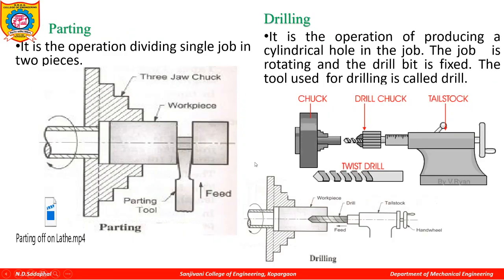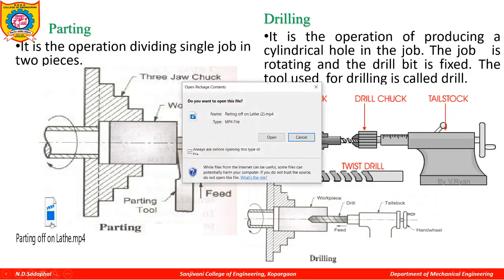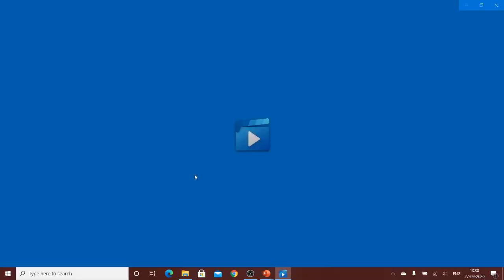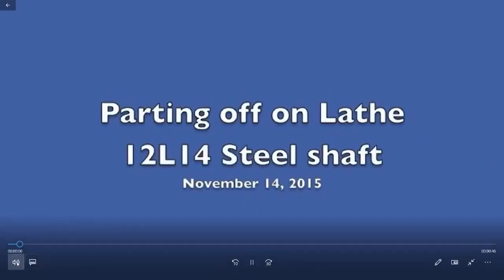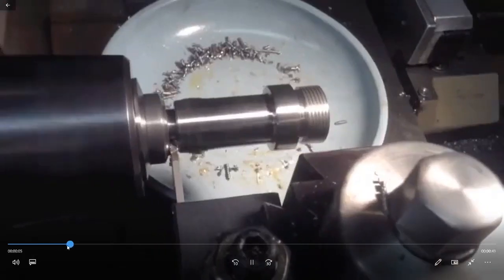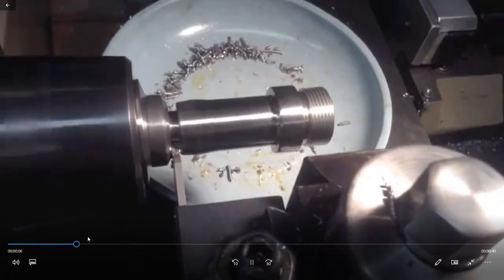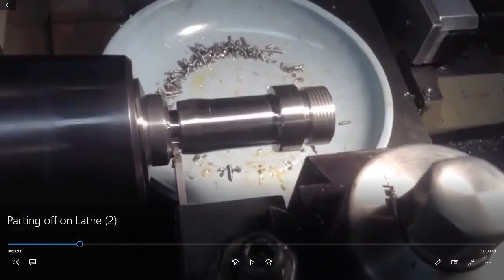Next is parting operation. When you want to separate one job into the two pieces, then the operation used is called as parting operation. Likewise, we can see in this operation, you can see here this is a workpiece, it is fixed inside the chuck. This is a cutting tool. Now you are making a groove. You have to make groove until and unless this job is separated into two pieces.